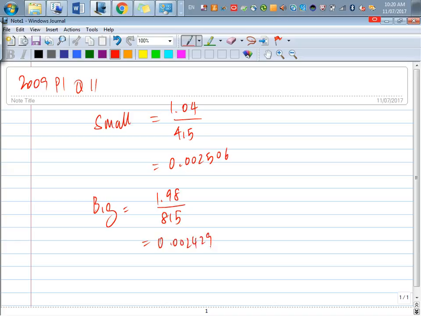Like that. What do you all think? Can we do this? What's wrong with this? It's like, what are you trying to tell me? What do you mean by small equals to 0.002506? What do you mean by big equals to 0.002429? What are you trying to tell me? I've seen many good presentations. So this one is, no lah, you're not telling me much.